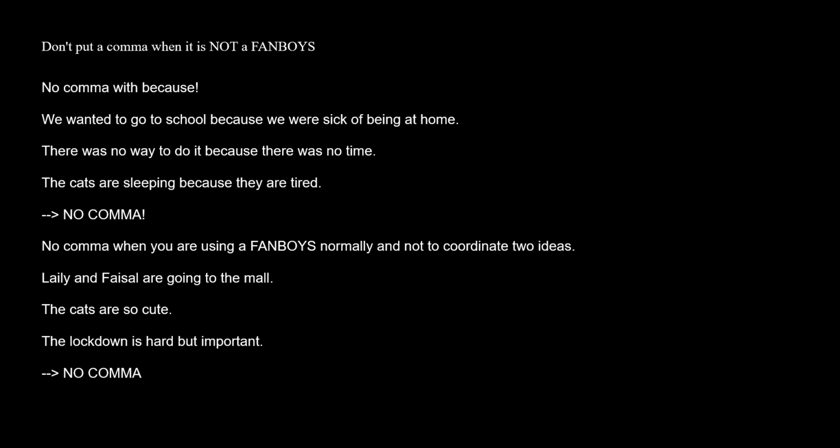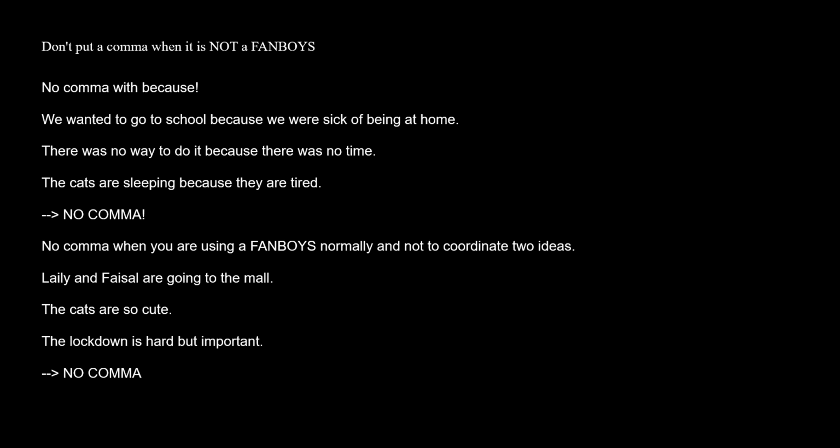Stop it. Same thing if you are using a FANBOY normally and not to coordinate two ideas, then there shouldn't be a comma there either. Like over here, Lily and Faisal are going to the mall, right? So there's "and" there, and "and" is a FANBOY, but in this case, it's not being used to join two ideas. It's just being used to tell us there's a double subject, so there should not be a comma.